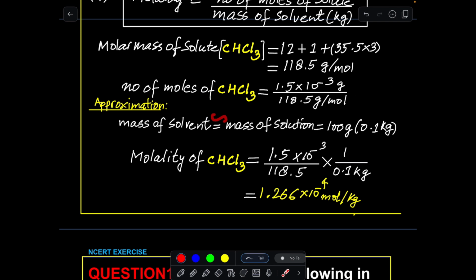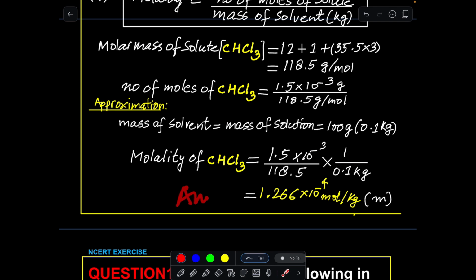Okay, so molality of chloroform is calculated as the number of moles of chloroform that we have calculated here divided by the mass of solvent, this one. Therefore, we'll get the value 1.266 into 10 raised to the power minus 4 moles per kilogram. Or we can write the same value as small m, that stands for molal. Okay, so this is your answer.